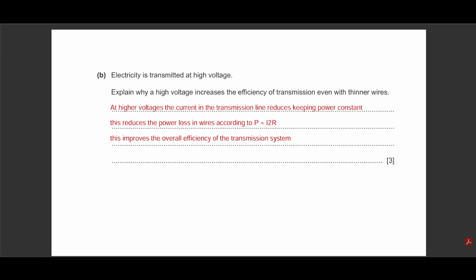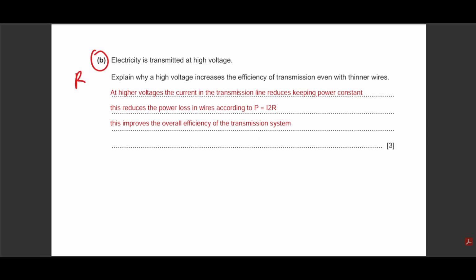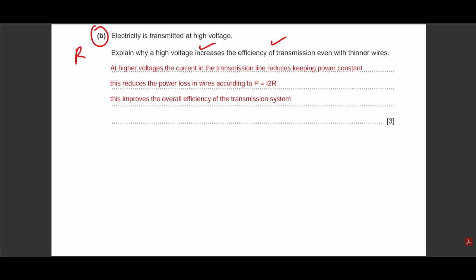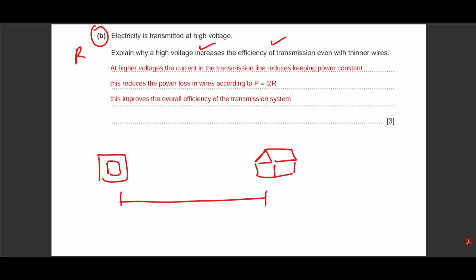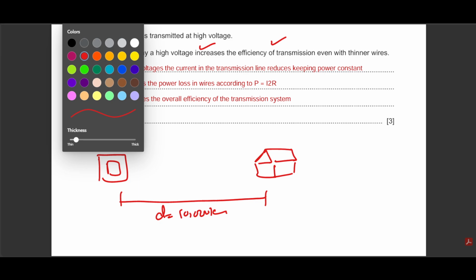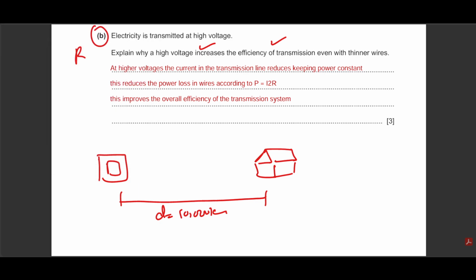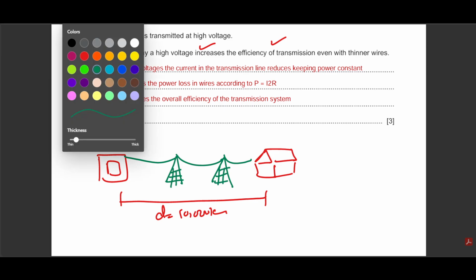B part, electricity transmitted at high voltages. Again, a repeated question, repeated part. He says, explain why a voltage increase improves the efficiency of the system. You see, if this is where you're producing electricity, and this is your home, where you want to use it, chances are that there's going to be a very long distance between them. For example, the distance is, let's say, 10,000 kilometers, which is very far away. Now, if you were to transmit at comparatively low voltages, then the transmission lines between the powerhouse and the transmission network are going to contribute to a significant loss of power.